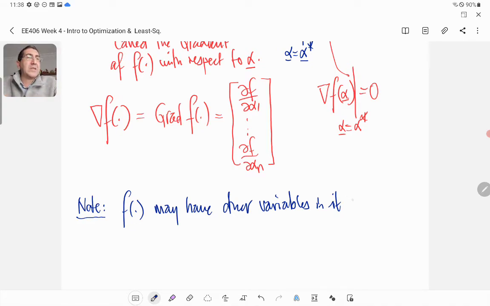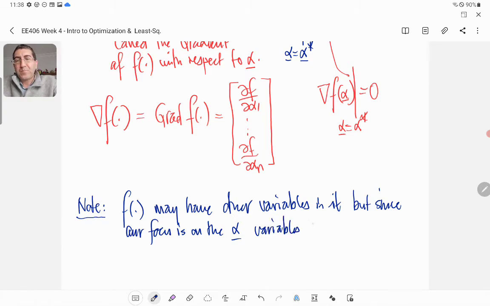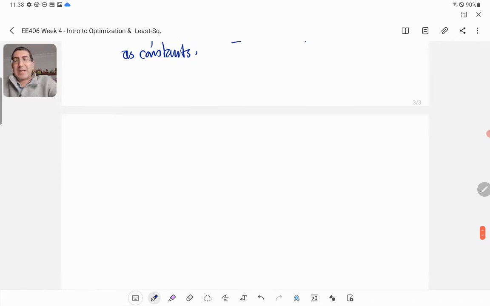Okay, so I will call these alpha variables, the ones that we are interested in. But since our focus is on the alpha variables, we assume the rest as constants. Okay. Now let's take a look at an example.